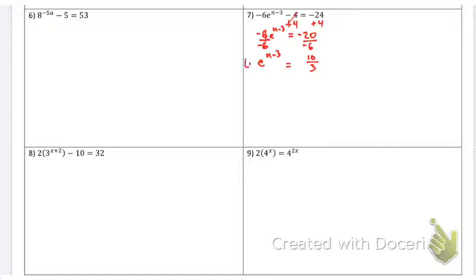So natural log, what you do to one side, do to the other. These will eliminate. We're left with n minus 3 equals natural log of 10 over 3. Okay, and now, last but not least, to get n by itself, we're going to add 3 to both sides. So it's going to be n equals natural log 10 over 3.